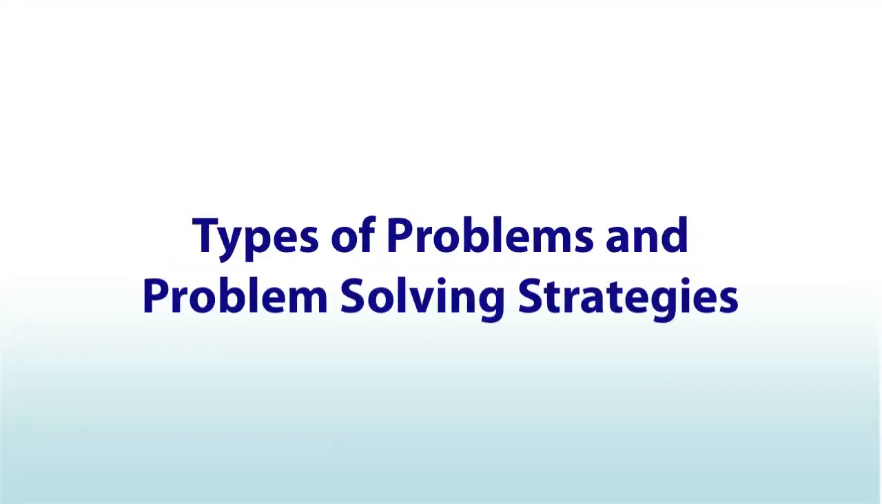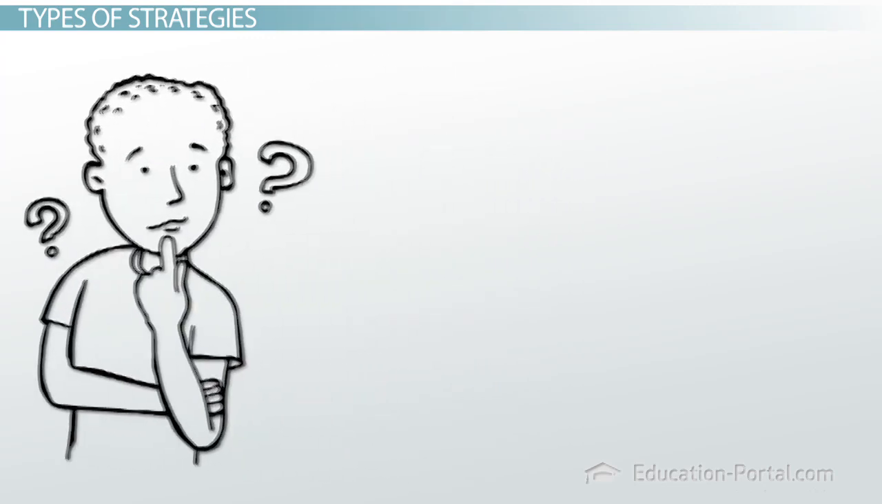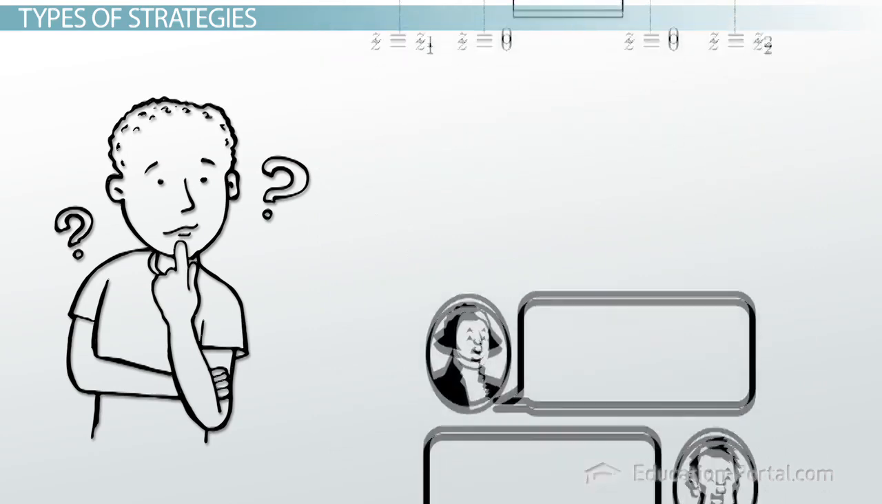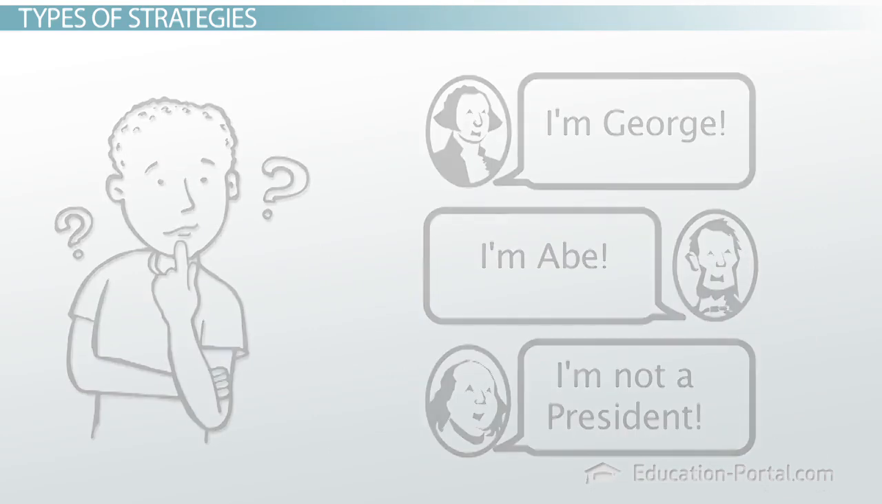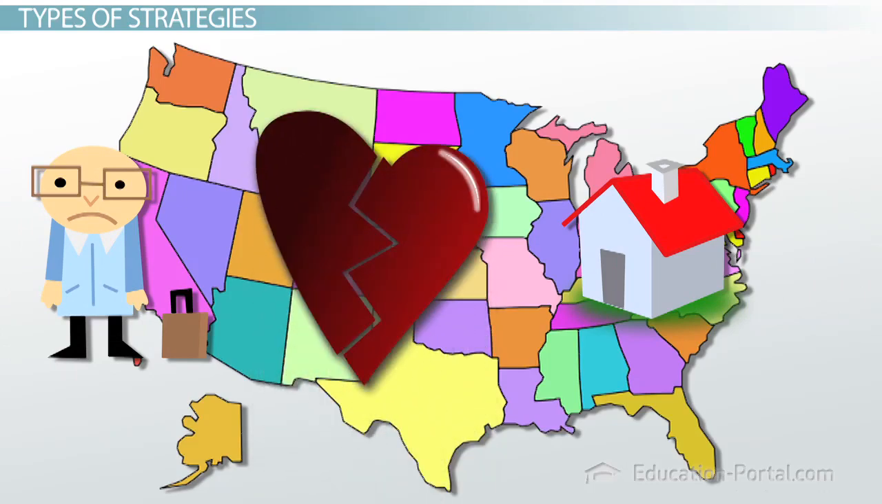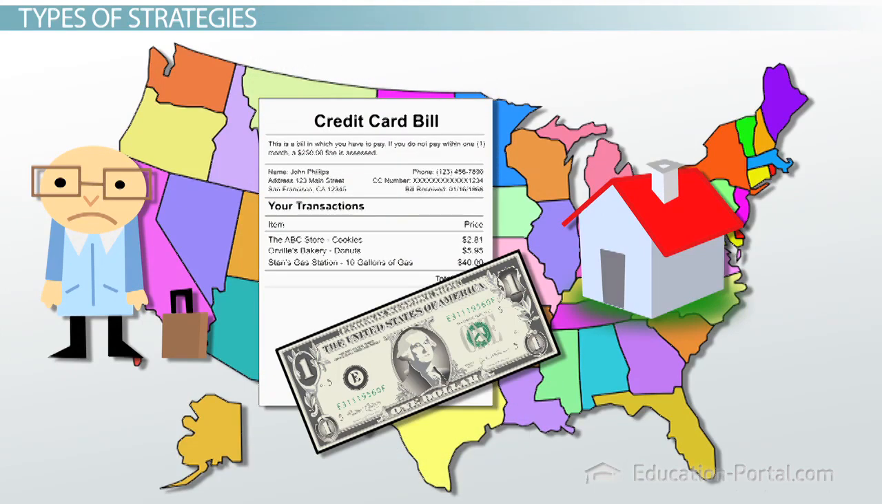Types of problems and problem-solving strategies. In school and in everyday life, we all have to solve a wide variety of problems. In school, these problems might be how to complete an algebraic equation, or remembering the order of U.S. presidents. In everyday life, problems might be how to maintain a long-distance relationship, or how to pay bills on a limited income. Either way, in order to be successful, we must have the ability to solve different types of problems using different types of solution strategies.